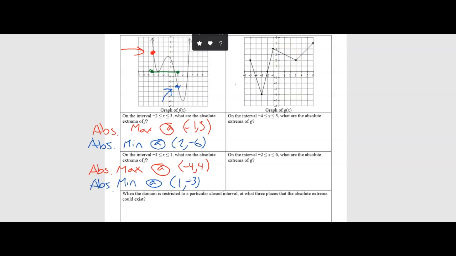So our first interval is -4 to 5. Our absolute maximum is going to occur, okay, in here it does occur at 2 spots, right? So absolute max at both this point right here as well as this point. So we have -1 comma 4, and 5 comma 4.